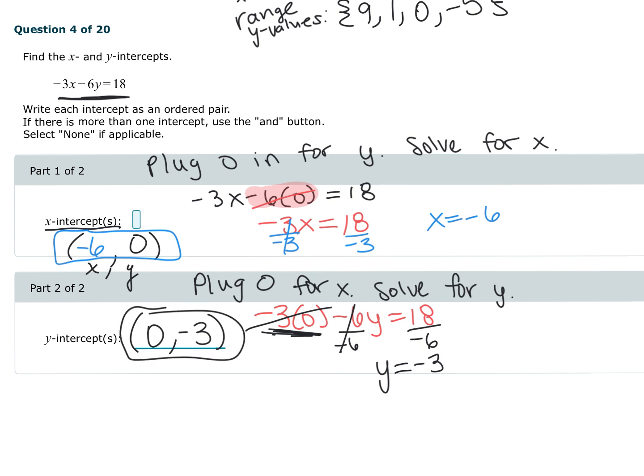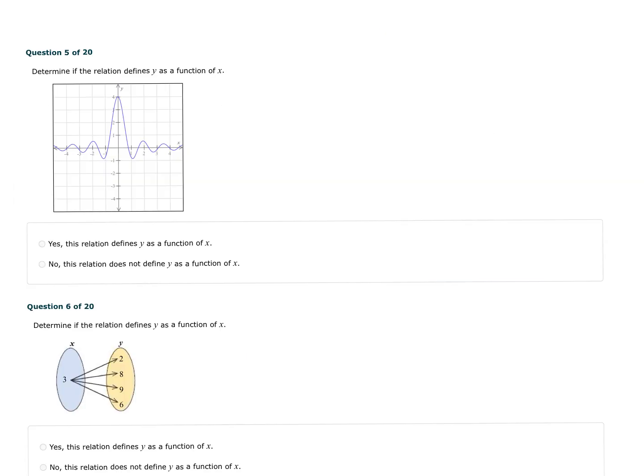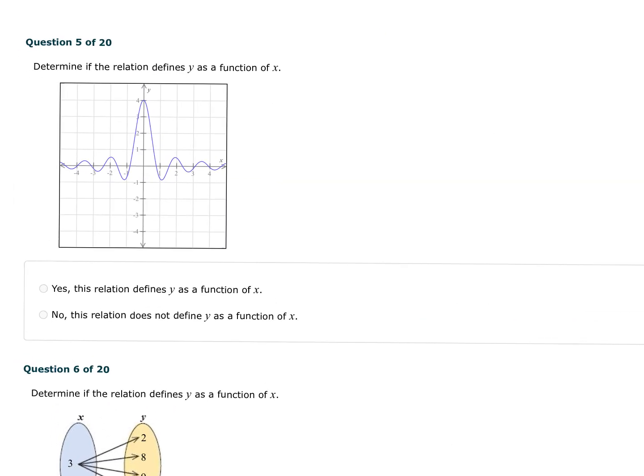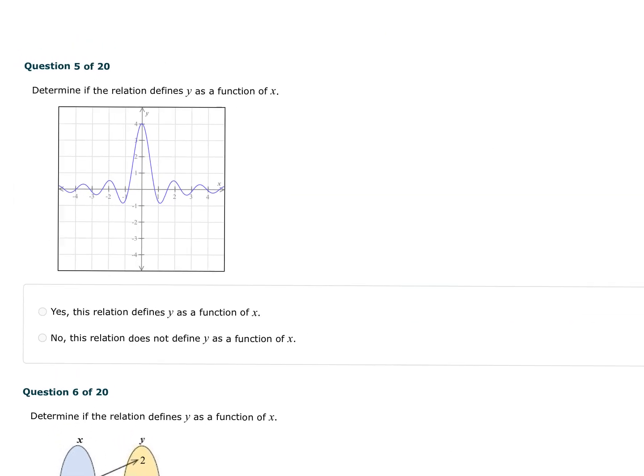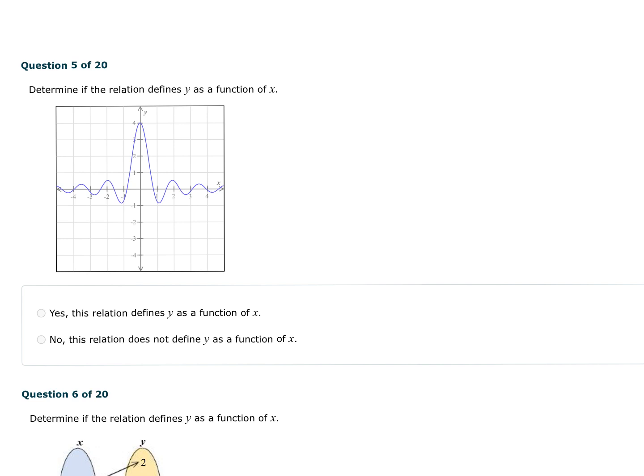Okay, let's move on. Now we're going to be determining if the relation defines y as a function of x. Remember that in order for something to be considered a function, for every x value, there can only be one y value. Another way to say it is that the x's cannot repeat, and graphically, it has to pass the vertical line test.